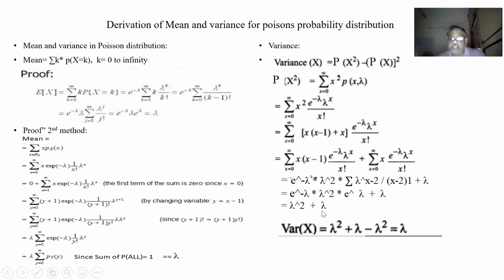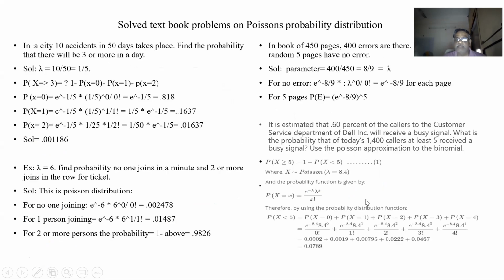So lambda square plus lambda minus this lambda square. This we have just seen: sigma x into p of x is lambda. So with lambda square getting cancelled, this becomes lambda. So, understood how the variance is arrived at? What did we finally do? We reduced it to a separate series, so that it becomes again e to the power of lambda. Let us see some solved problems on this Poisson distribution.